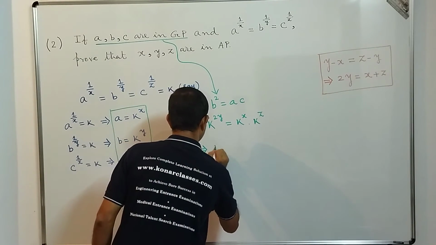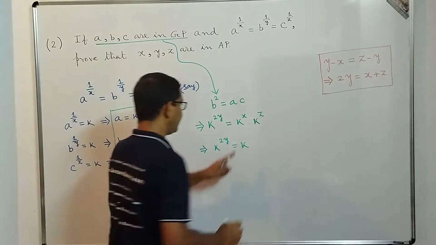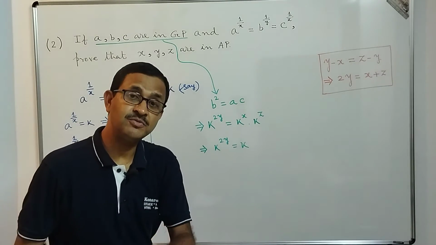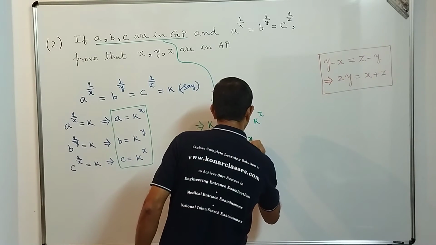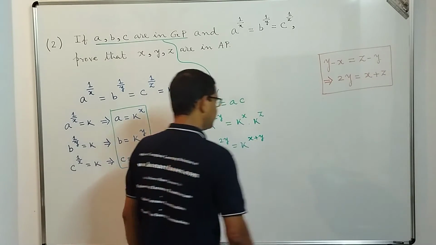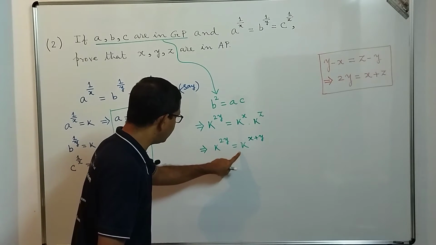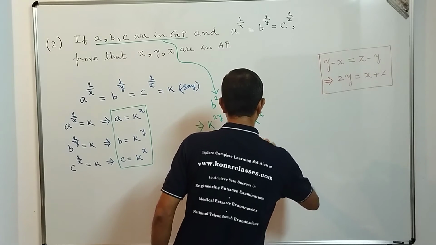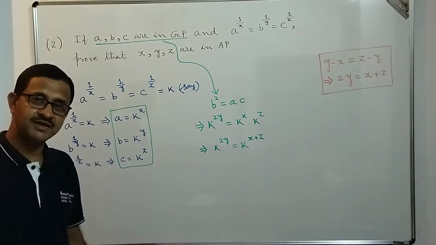From here we get k to the power 2y is equal to k to the power x plus z. Indices: a to the power m into a to the power n means a to the power m plus n. So k to the power x plus y. The simple application of laws of indices. Now k to the power 2y is equal to k to the power x z. Here it is not y, it is z. So k to the power 2y is equal to k to the power x plus z.